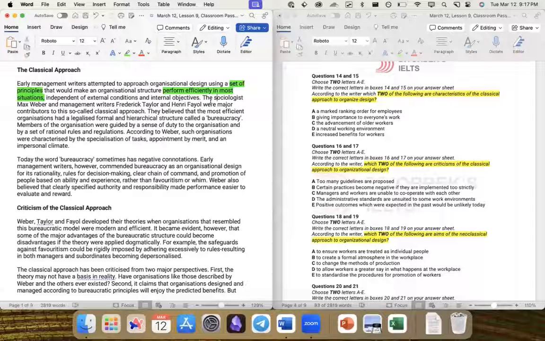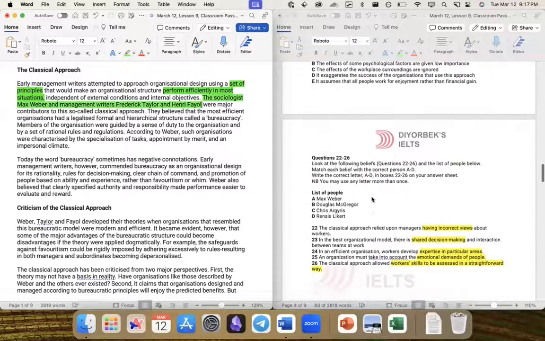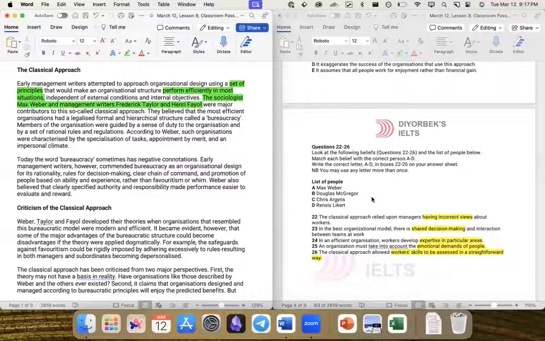Free from internal objectives. The sociologist Max Weber and all of these people were major contributors to the so-called classical approach. All right. We have Max Weber. So they believed that the most efficient organizations had a legalized formal hierarchical structure called bureaucracy. Hierarchy means someone is at the top, someone is at the bottom.